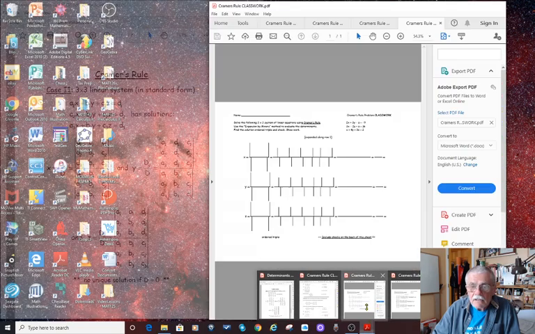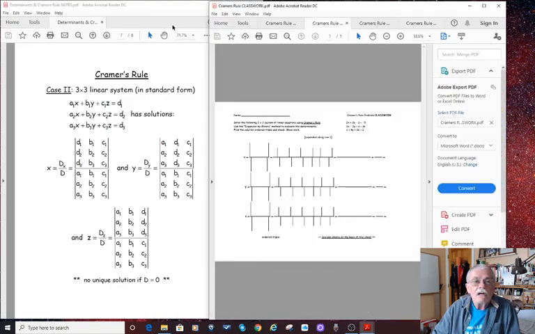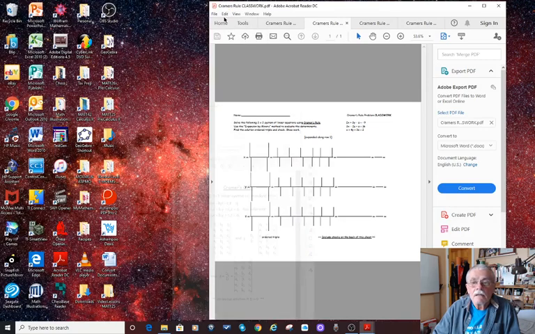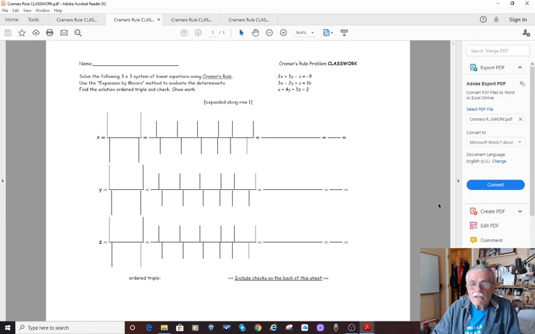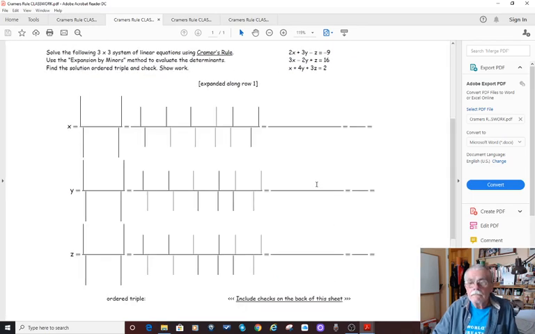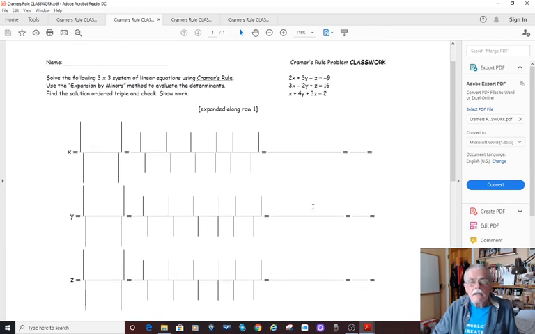an example which I set up for you on Blackboard. Let's make this a little bit larger. Okay, now I set this up on Blackboard. And I call this Cramer's Rule problem classwork. And what you're going to do is I set this up. It looks like a real mess, but believe it or not, this is to get you to be able to do this a little more carefully.